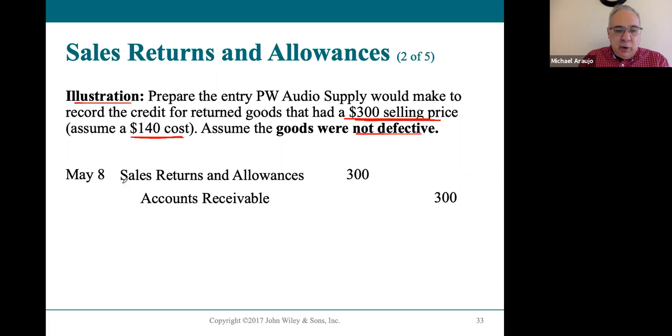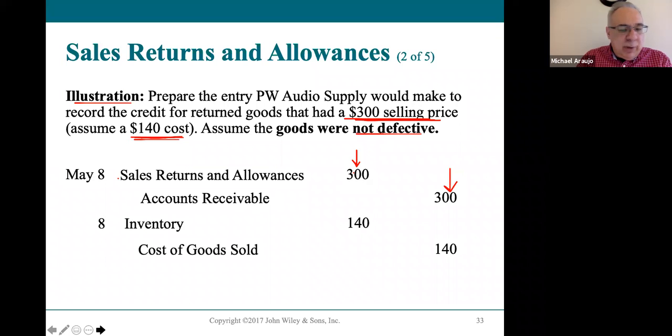First part, they're going to record the return. Sales returns and allowances will be debited by $300 to show that was returned. And of course, since it's returned, they're not going to get payment on it. So accounts receivable must also be reduced to show they're not waiting to receive that money. Second thing is they got to put it back in their inventory to sell it to somebody else, which also means, and this is the weird part, they have to reverse the cost of goods sold. So they'll debit inventory to put it back in their inventory to say that we can resell this circuit to another company. There's nothing wrong with the circuit.